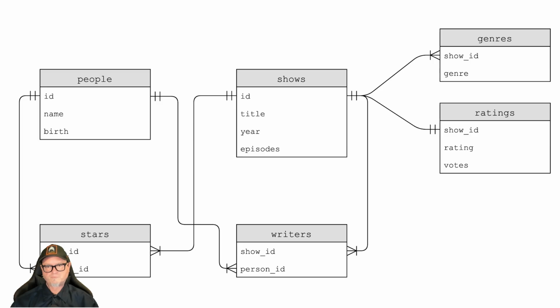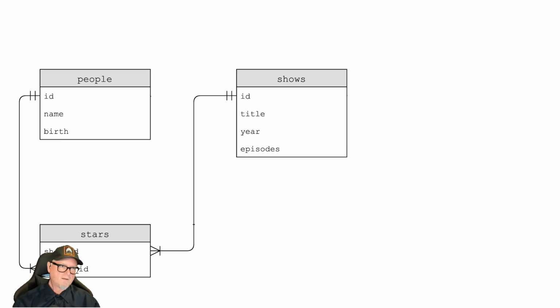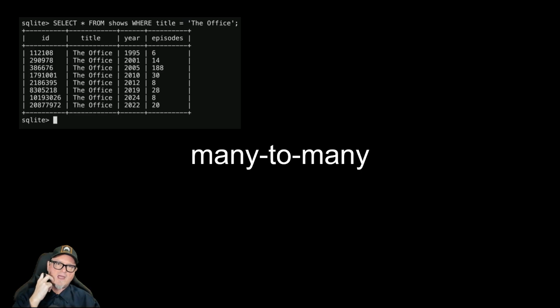So back to our schema. We've talked about one-to-one, one-to-many, and then we also have many-to-many. So what if we were looking at shows? Every show has multiple stars, but also every star is in multiple shows. So we also have these many-to-many relationships. And we can select everything from shows where the title equals The Office. Now, if you look in the database, we get this and you're like, what the heck?